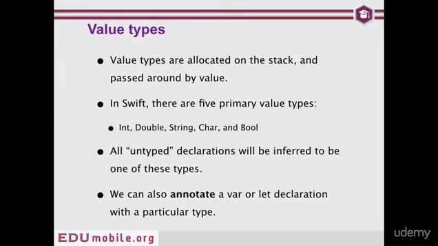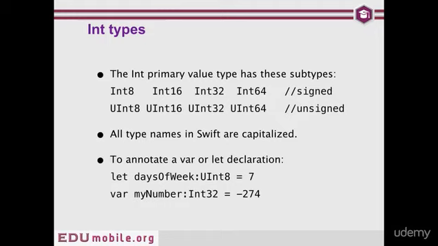We can also annotate a var or a let declaration with a particular type. So how does that look? Well, the primary type for an integer is int. However, we have subtypes. We have int 8, which is an 8-bit integer, a 16-bit integer, and we have unsigned values for this. So we also have a uint32, a 32-bit unsigned integer, and so forth.